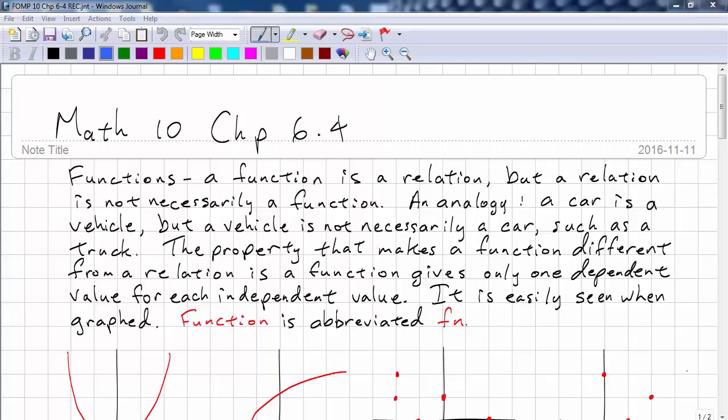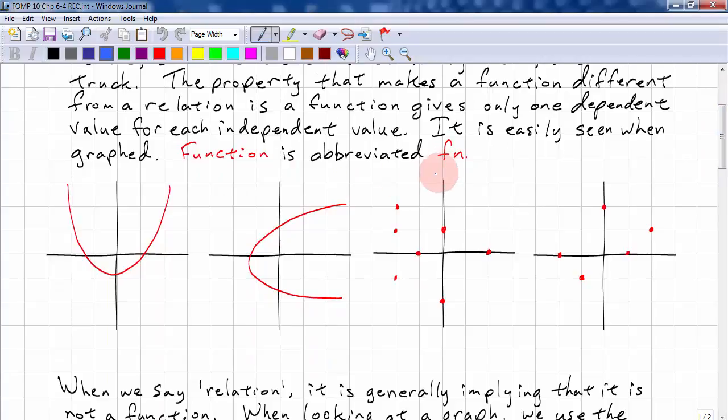This is Foundations of Math and Pre-Calculus 10, Chapter 6.4, and we're going to be looking at functions. Now, a function is a relation, but a relation is not necessarily a function. And here's an analogy. A car is a vehicle, but a vehicle is not necessarily a car, such as a truck. The property that makes a function different from a relation is that a function gives only one dependent value for each independent value. Now, this is easily seen when graphed, and we're going to abbreviate function as fn.